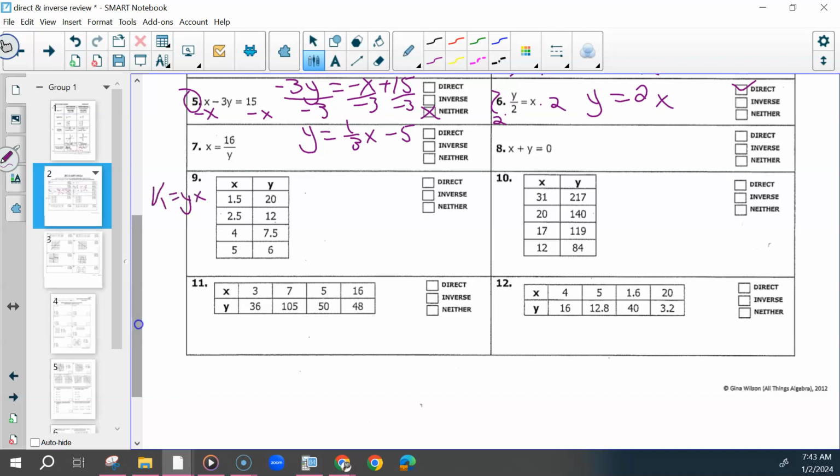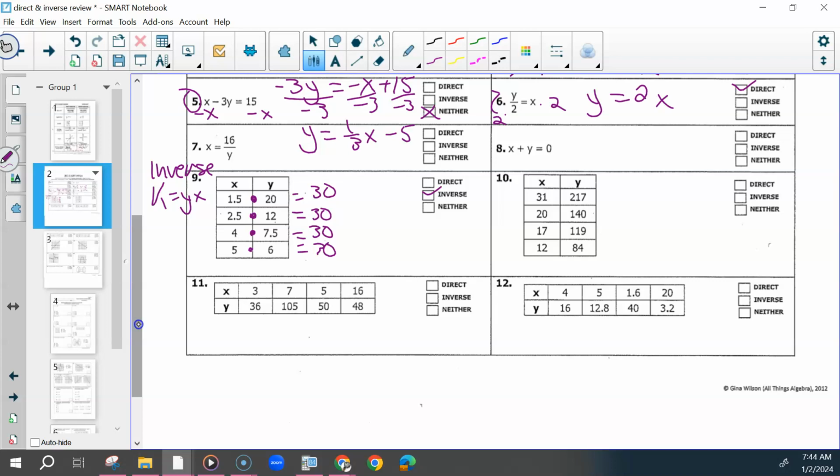y times x off to the side for inverse. Multiply these. If we get the same thing, it's inverse. If not, it's not inverse. And we can try direct. So multiply 20 and 1.5, what do we get? 2.5 times 12. 30. 4 times 7.5. 30. And we know 5 times 6 is 30. So because these were all the same, it is inverse.